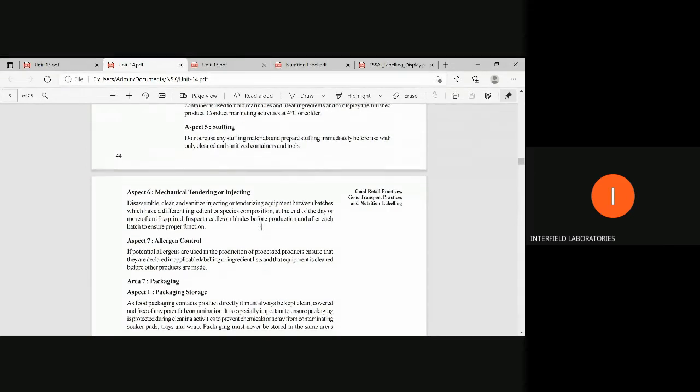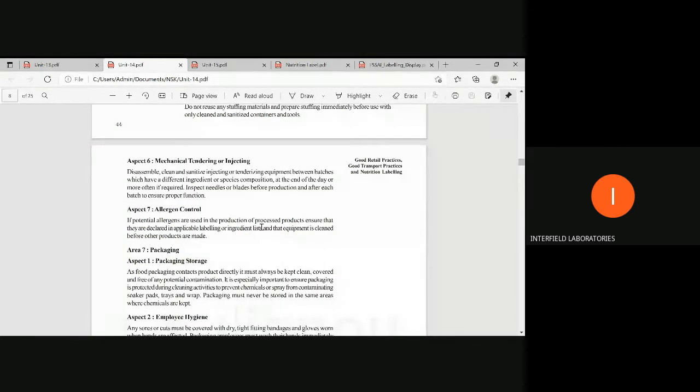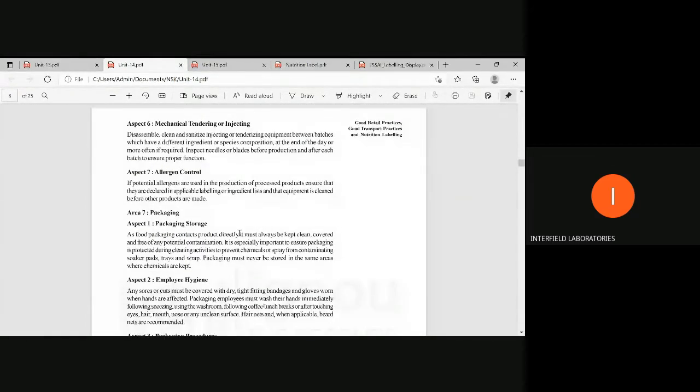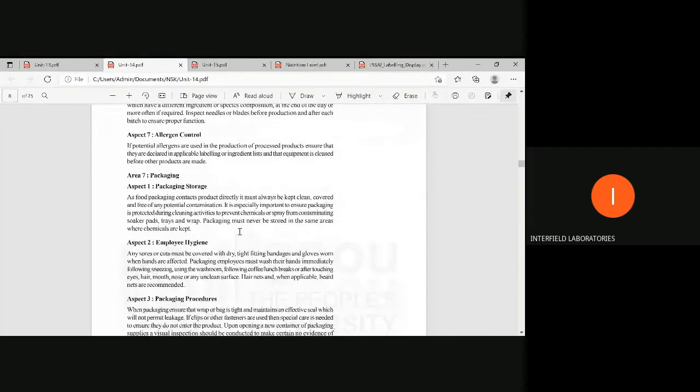Now allergen control. If potential allergens are used in the production of processed products, ensure that they are declared in the labels or ingredient list and the equipment should be cleaned before the other products are made. The packaging of meat in a retail unit.